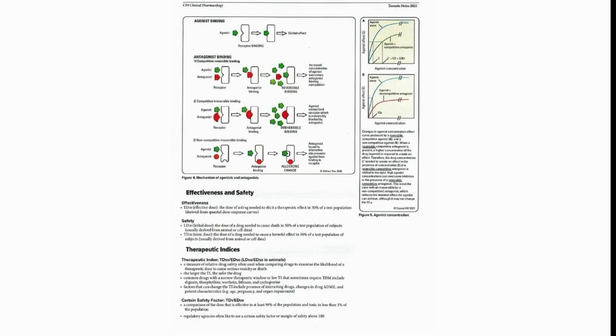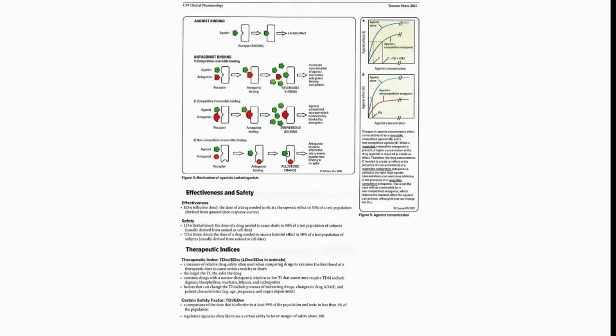Graph B, non-competitive or irreversible antagonists. In the second graph, adding a non-competitive antagonist produces a different pattern. Instead of shifting to the right, the entire curve becomes lower. Even very high agonist concentrations cannot restore the original maximum response. Therefore, maximum efficacy decreases, potency may remain relatively unchanged, and increasing agonist concentration cannot overcome inhibition. This is characteristic of irreversible or non-competitive antagonists.